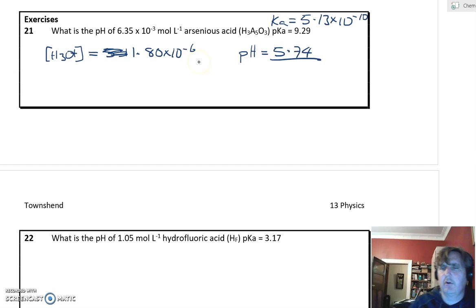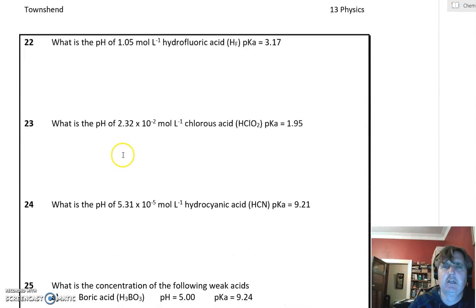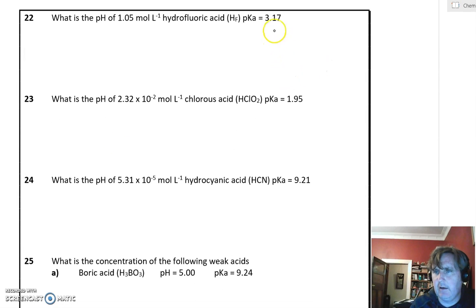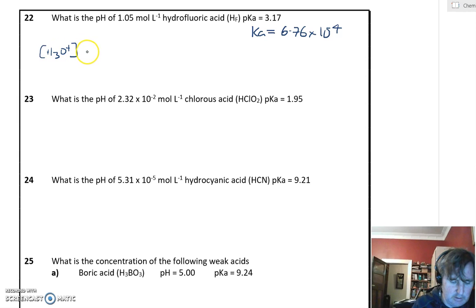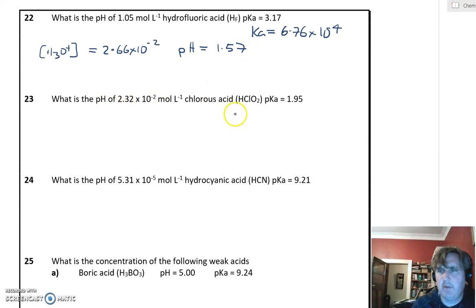So look, just go through, look at the calculations above if you're not sure how I got to those. I'll just write the answers down for these ones. Again, the Ka, we have to work that out first. Okay, in this case it's 6.76 times 10 to the negative 4, and our concentration of H3O plus when we carry out the calculation equals 2.66 times 10 to the negative 2, and that gives us a pH of 1.57.